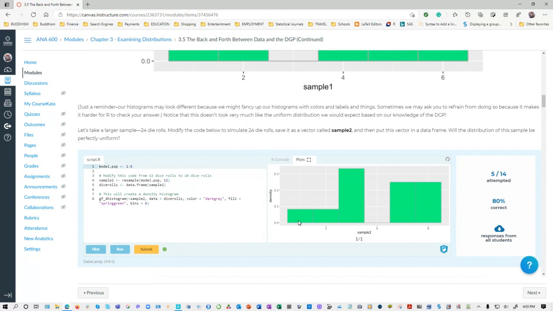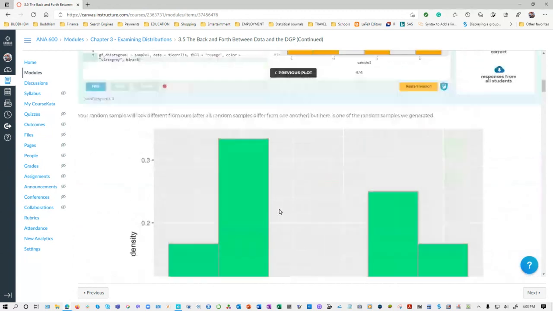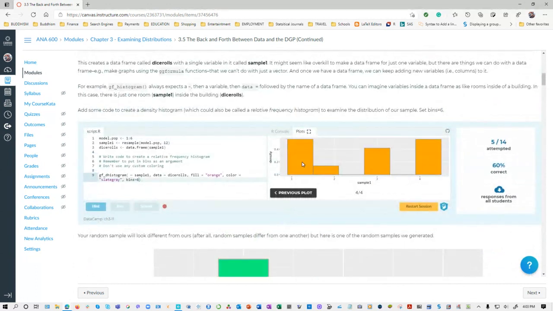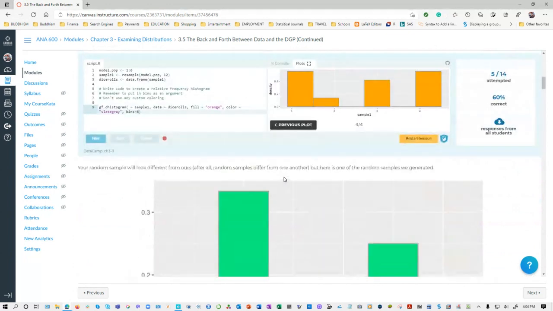So we have 1, 2, 3, 4, 5, 6. Let's say on this one, why is this being shifted? Sample 1, set this to bin. We have 12 numbers. You don't see 6? Sample 1, data dice rolls, fill. Write a code to create a relative frequency histogram. Remember to put in the bin argument. We don't need the custom coloring, but that's okay.